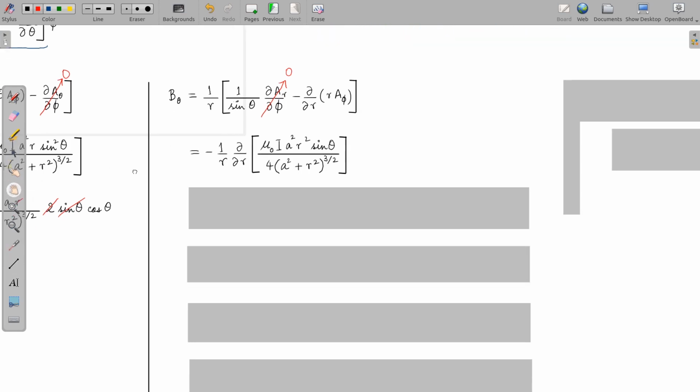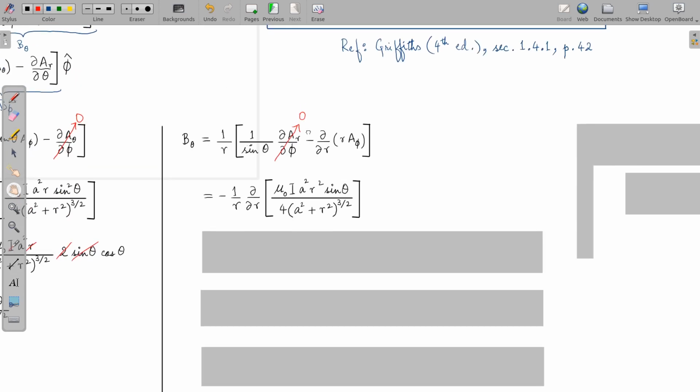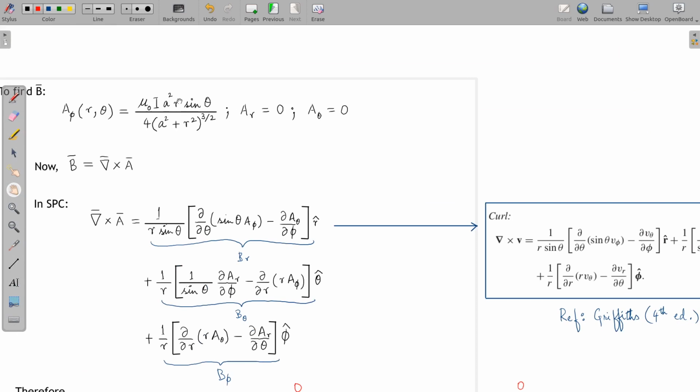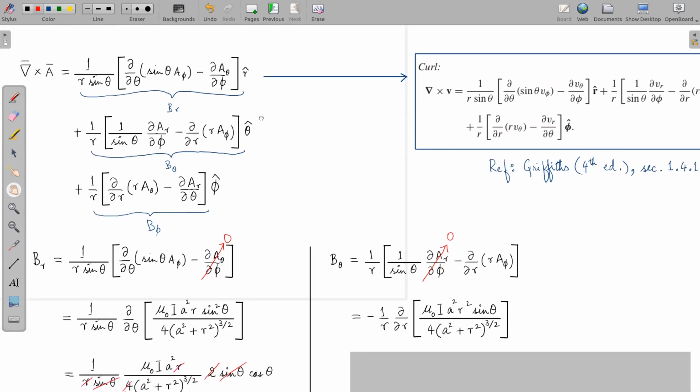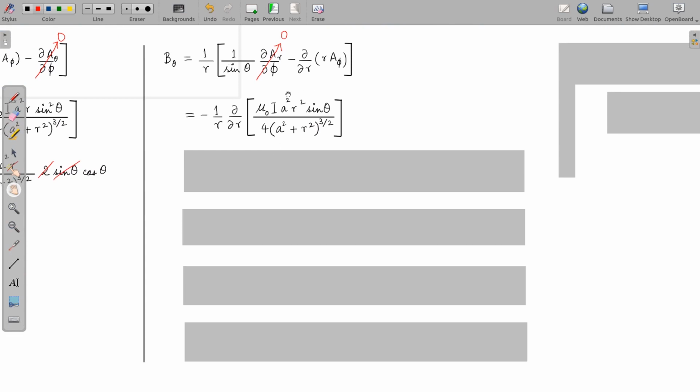Okay, so this is what we have. So minus 1 by r, dou by dou r, this minus comes from here, dou by dou r of r into A_phi. Multiply this with r, so we'll get an r square in the numerator. We'll get an r square, so that's why we have the r square over here. So this entire thing I have to differentiate with respect to r. Okay, so how do we do that?